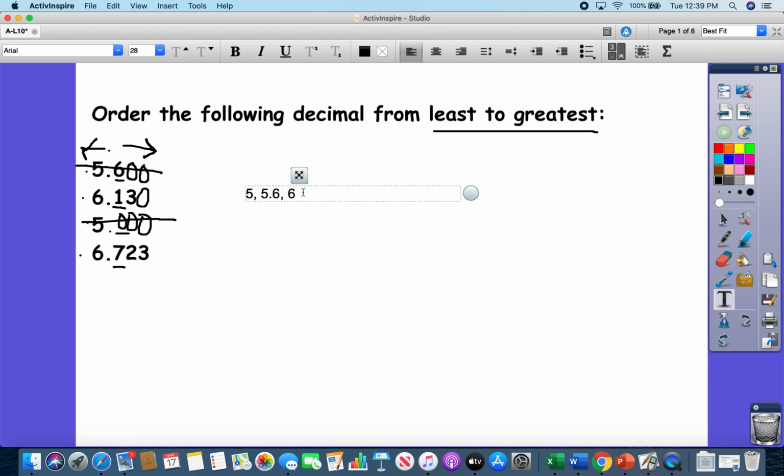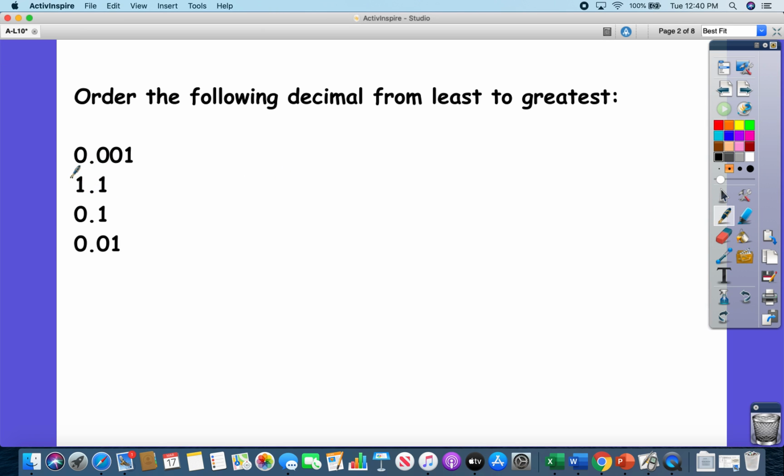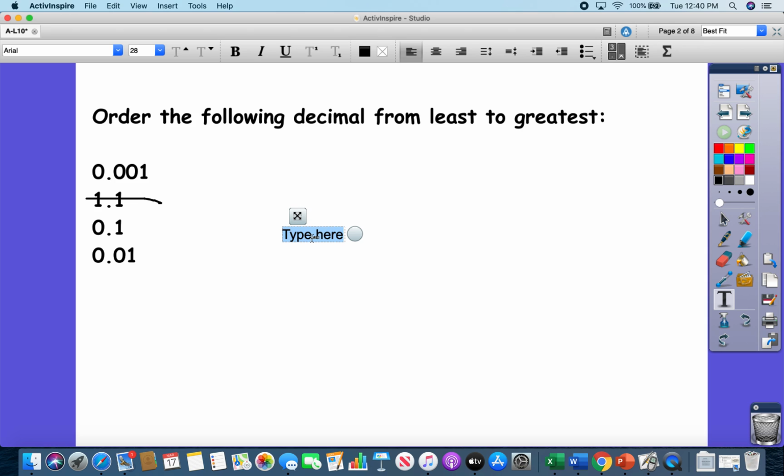Okay, 6.13, comma, 6.723, right? Now, this one is going to be a little bit more challenging, but not majorly. Look at it again. Again, we're going least to greatest. 0, 1, 0, 0. Automatically, I'm going, all right, well, obviously 1 is the biggest one. So maybe you say, you know what, I'm going to do it backwards this time. And I'm going to say 1.1 is the biggest, so I want that one to be last, right? Because that one is the biggest.